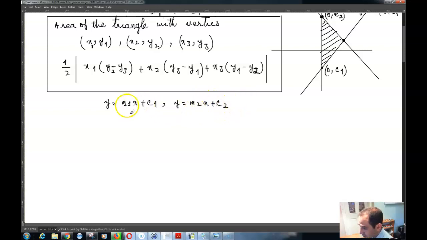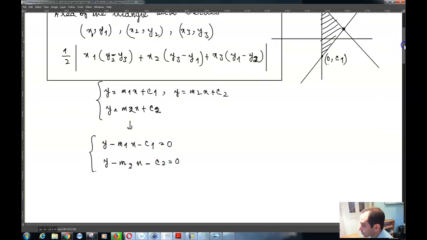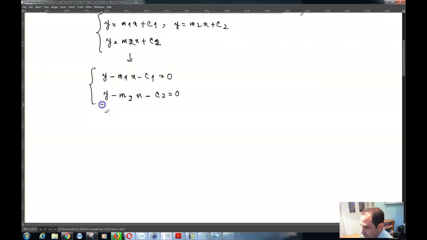But let's see if we can actually find the solutions of these two equations. y is equal to m1x plus c1, and y is equal to m2x plus c2. I would have to write this as y minus m1x minus c1 is equal to 0, and y minus m2x minus c2 is equal to 0. And then if I subtract this equation from this equation, I get negative, positive, positive, and then add them together. So these two would cancel out. You have negative m1x plus m2x plus c2 minus c1 is equal to 0.